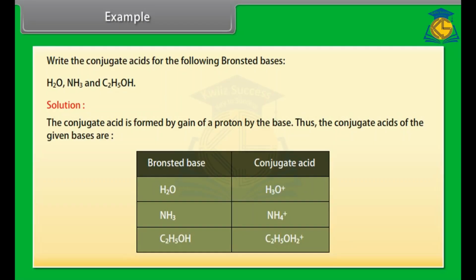For C2H5OH, the conjugate acid is C2H5OH2+. Lewis acids and bases.